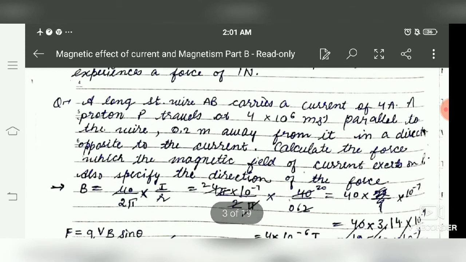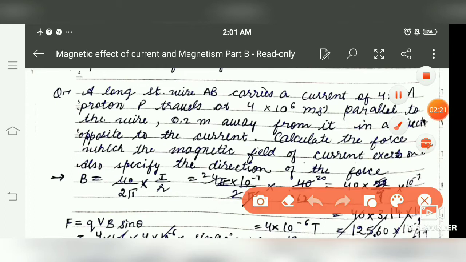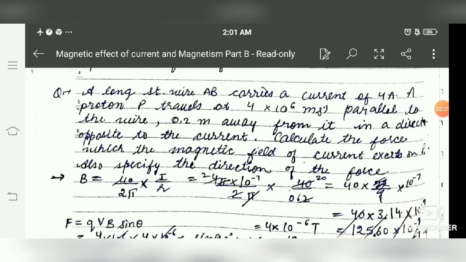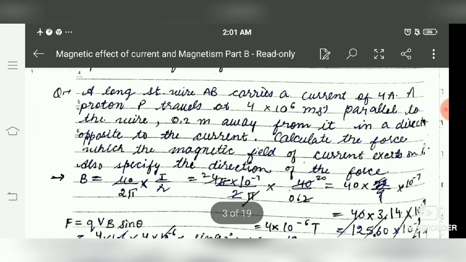Next we have a numerical. A long straight wire AB carries a current of 4 ampere. A proton travels at a speed of this parallel to the wire and 0.2 meter away from it in a direction opposite to the current. Calculate the force which the magnetic field of the current exerts on the proton and also specify the direction of force.